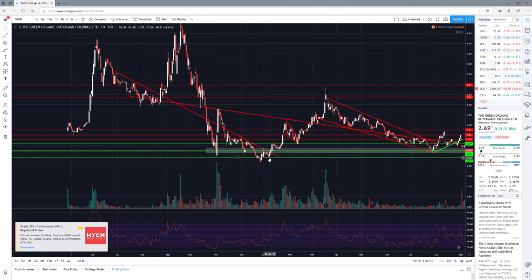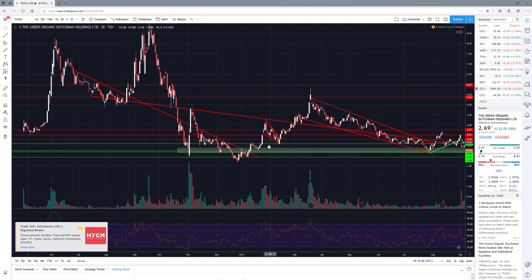I bought in here. My stop loss was probably very tight. It broke out, came back again. I think I bought more here. Broke out again. I sold this rip. Actually, no, yeah, I didn't buy more.